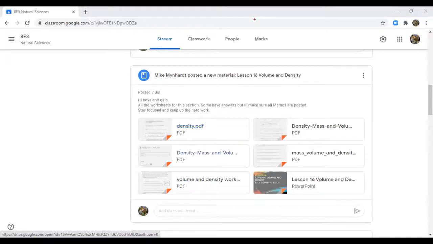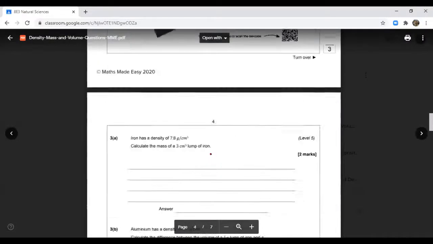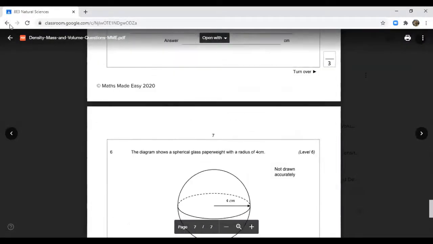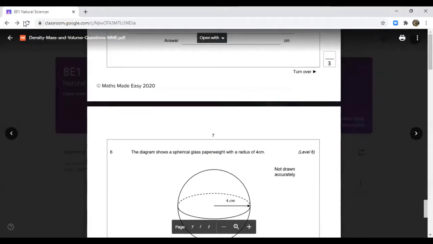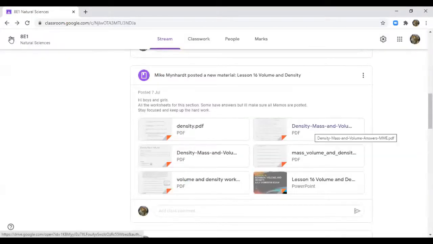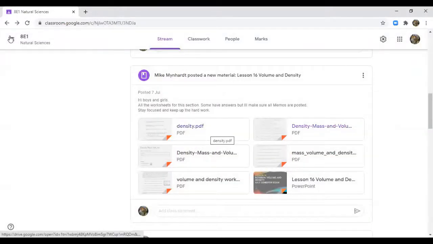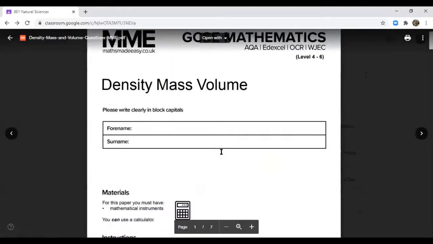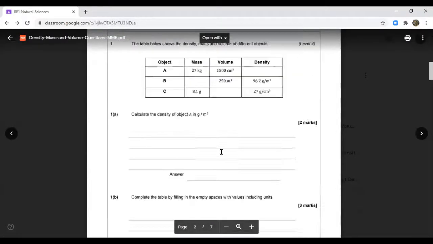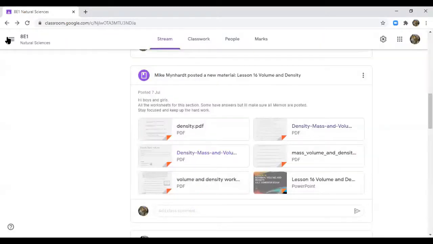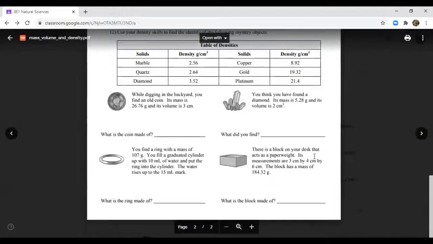Let's see, I think it's this one. Let's have a quick look. No, not that one. Let's see, it's this one. Yeah, this one's got the answers. So I think this one goes with this particular one. Here's the questions. And here's the answers. There's a couple of them. I think this one's also got, yeah, this is a nice one.